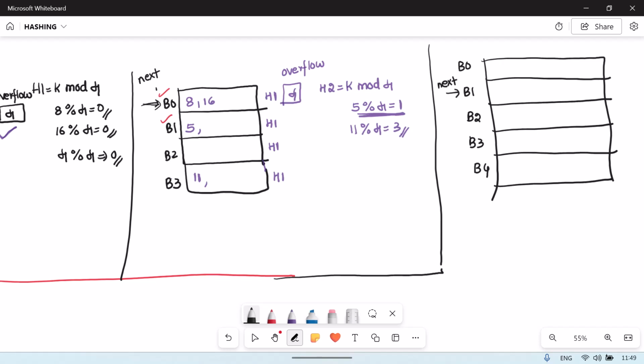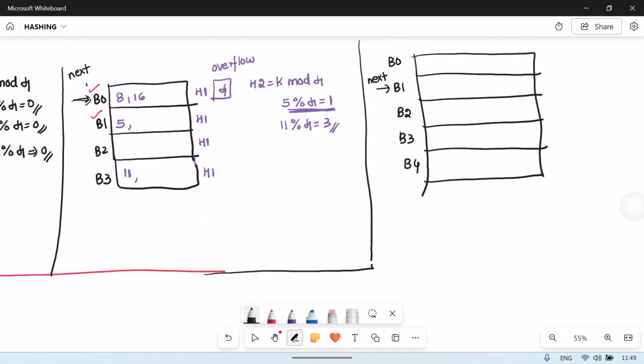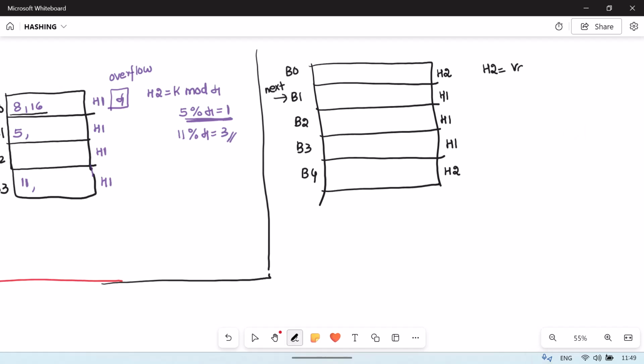Everything is having H1 only. So now this will become H2. This will become H2, so it has also been split. So this is also H2. Everything else is H1. B0 had 8 and 16. So H2 is value mod 4.